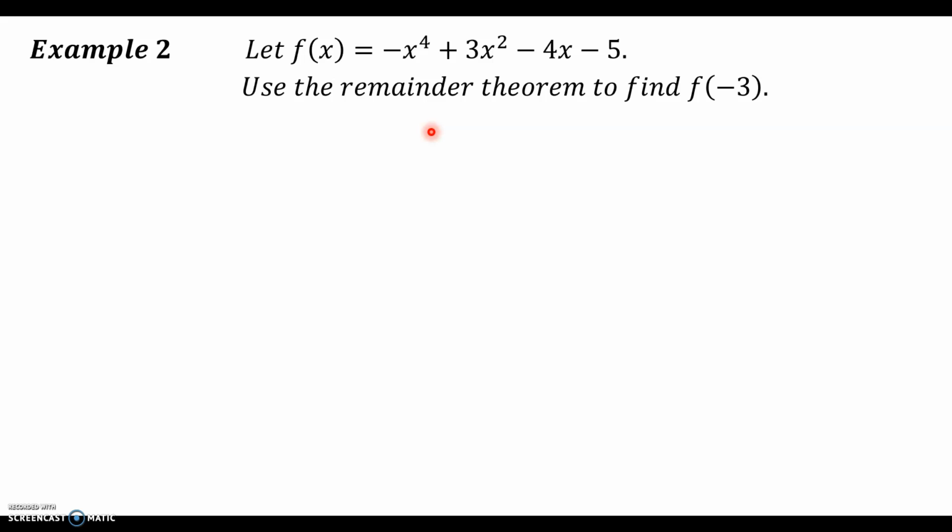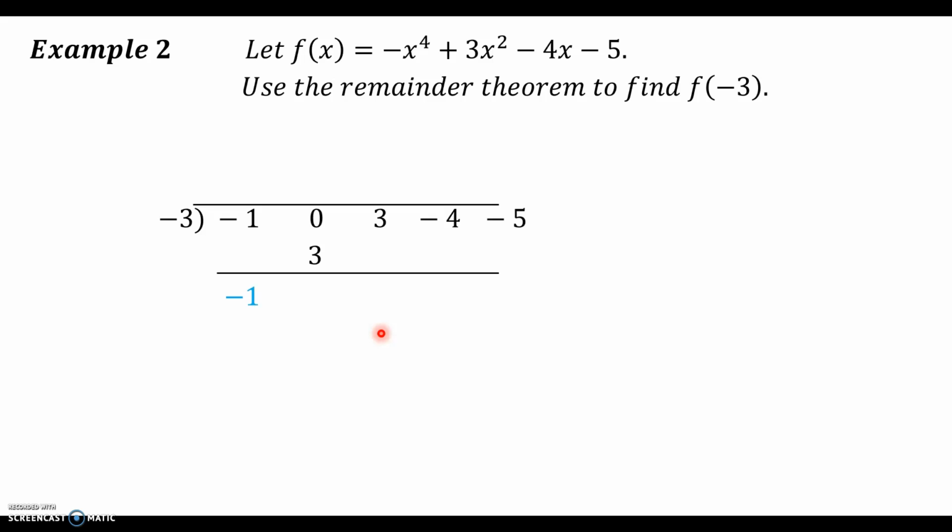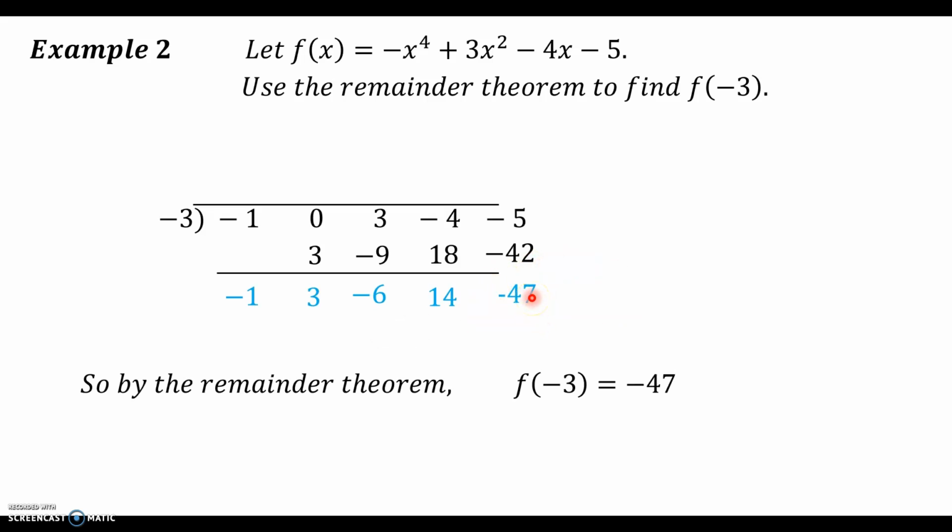So I can use synthetic division in order to find this. Set it up here. I put negative 3 in here, and I'm going to write up all my coefficients. Now remember, if I am missing one of my terms, make sure you have the 0 in there. Bring down the first one, multiply, add, multiply, add, multiply, add, multiply, add. And the last term is what would be our remainder. So then, according to the remainder theorem, that means that f of negative 3 is equal to negative 47.